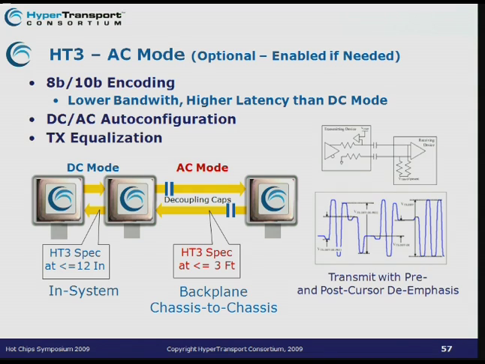Another key feature of HT3 is the possibility to interconnect multiple motherboards, reaching further distances by using AC mode. AC mode basically means that we decouple links with some capacitor, but it's not just incorporating some capacitor there. It's more than this, because we want to make sure that we are able to reach longer distances, possibly at the same clock frequency.